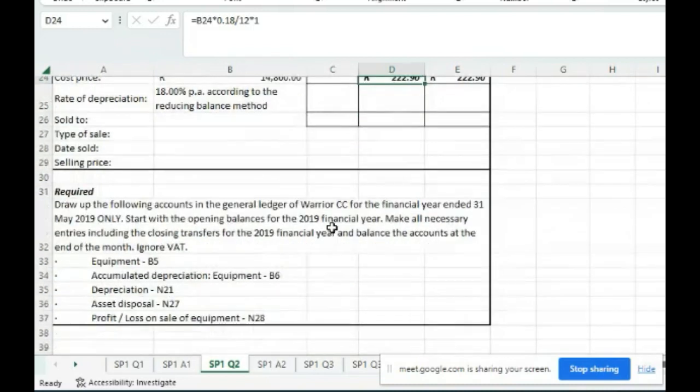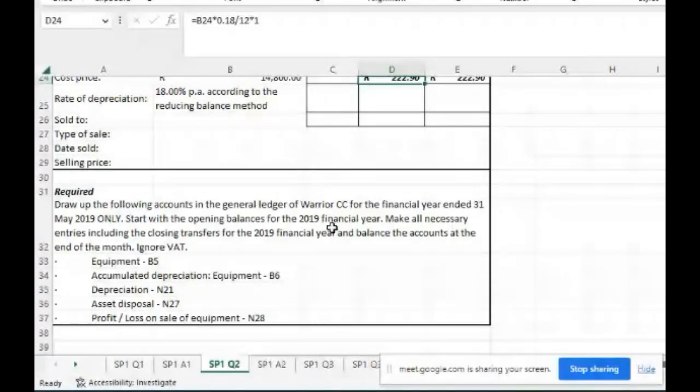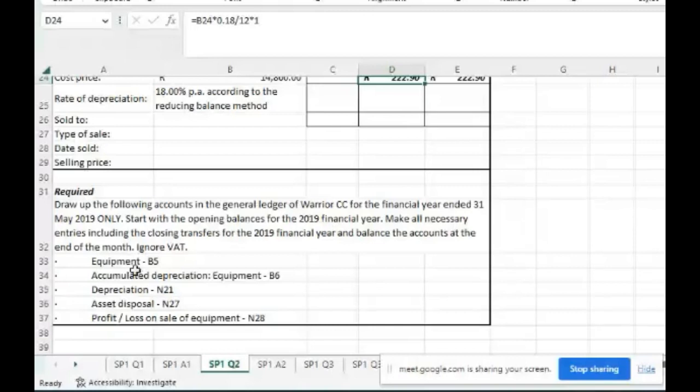Then they say required. Draw up the following accounts in the general ledger of Warrior CC for the financial year ending 31 May only. Start with the opening balances for the 2019 financial year. Make all necessary entries, including the closing transfer for the 2019 financial year, and balance the account at the end of the month, ignore VAT. And then they give us the 1, 2, 3, 4, 5 ledger accounts that we have to complete.